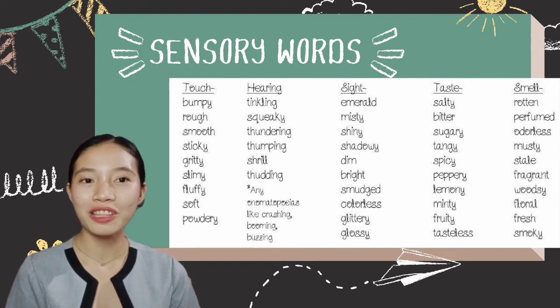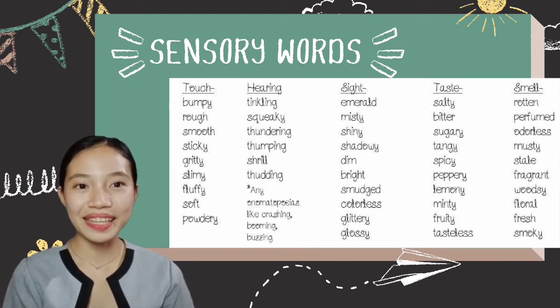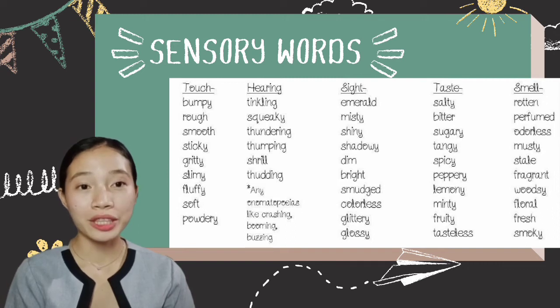For our sense of sight, we can use the words emerald, misty, shiny, shadowy, dim, bright, smudge, colorless, glittery, glossy, and such. For our sense of taste, we can use the words salty, bitter, sugary, tangy, spicy, peppery, lemony, minty, fruity, tasteless, and such. For our sense of smell, we can use the words rotten, perfumed, odorless, musty, stale, fragrant, woodsy, floral, fresh, smoky, and such.